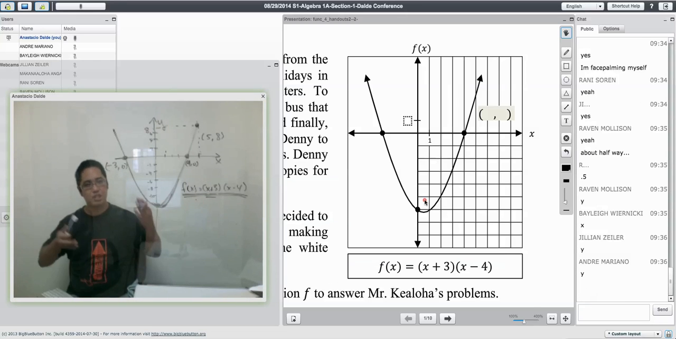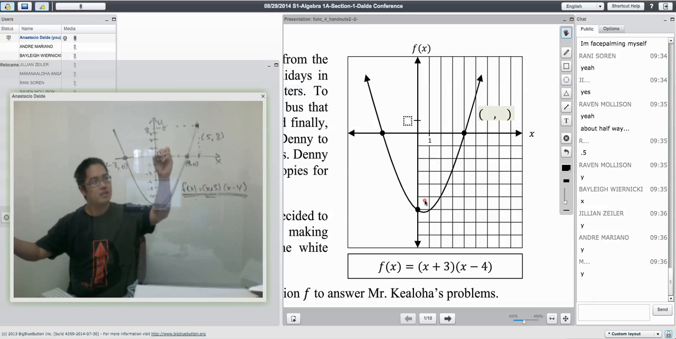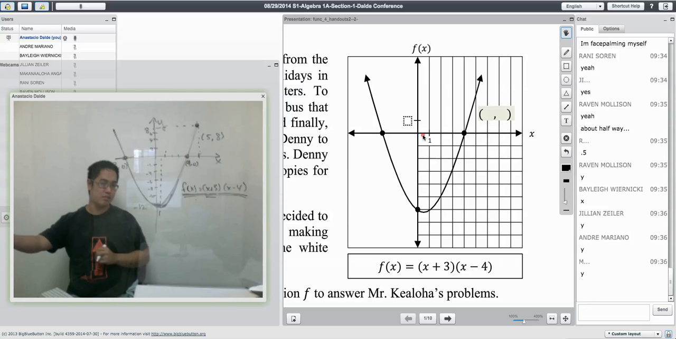So I've got the majority saying it's about half. It's not exactly at x equals 0. It's not exactly at x equals 1. It's about 0.5. If I were to draw a dotted line, that would be the lowest point right here. It would be about halfway between 0 and 1. I totally agree with you. If that's the case, what would you say the y value is?